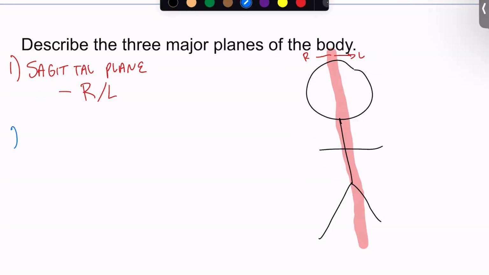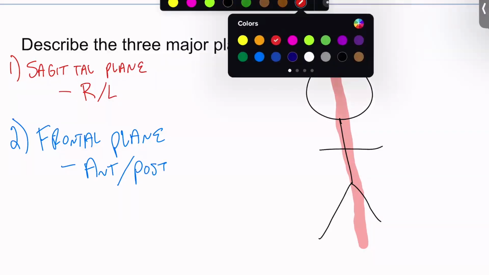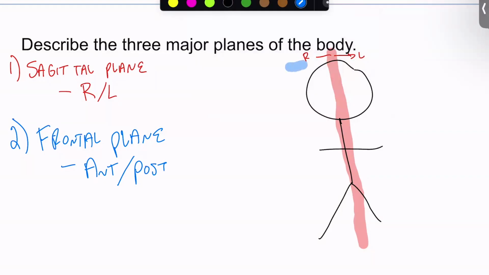All right, so number two, we're going to have the frontal plane. And this is going to divide the body into anterior and posterior, so front and back. This is another one that I can't really draw that much. I can maybe do this. So just imagine that it's cutting him right down the middle and dividing him into anterior and posterior.